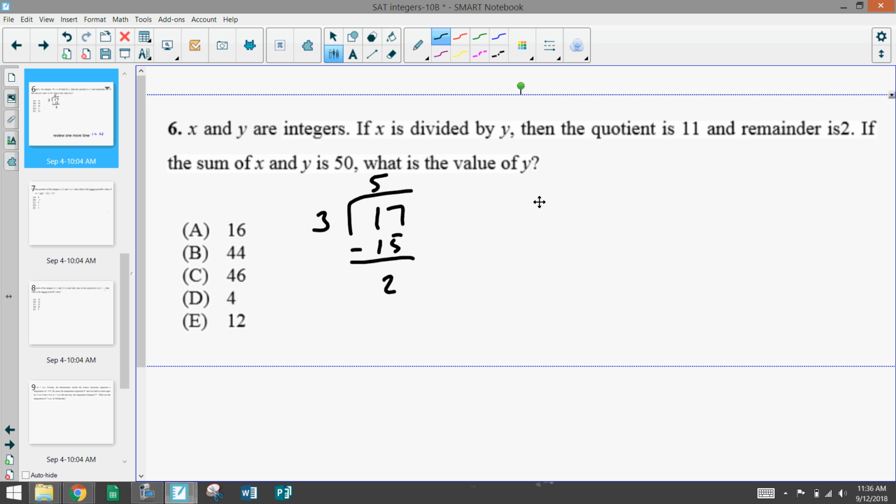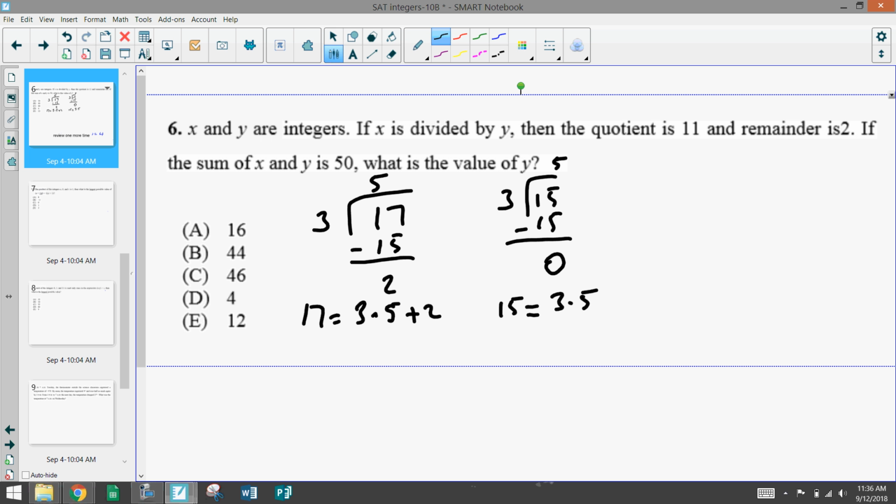One more. 15 divided by 3. Do you know that? Sure, right? Of course, it's 5. 3 times 5 is equal to 15. Subtract, remainder is 0. So what I understand from here, the second one, 15 is equal to what times what? 3 times 5, right? You multiply two of them. Okay. What is 17 equal to? 3 times 5 plus 2. You all agree? At the end, you need to add the remainder.